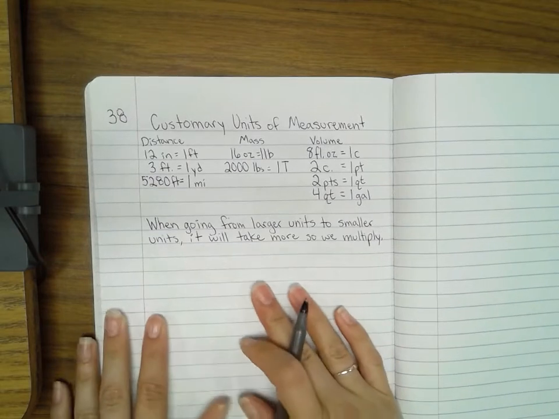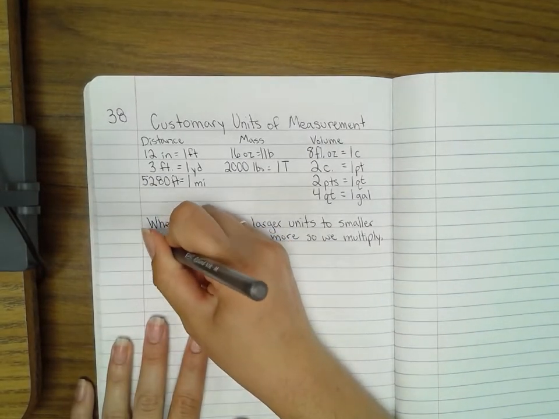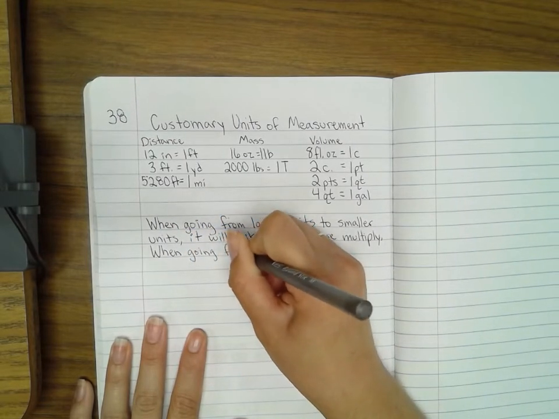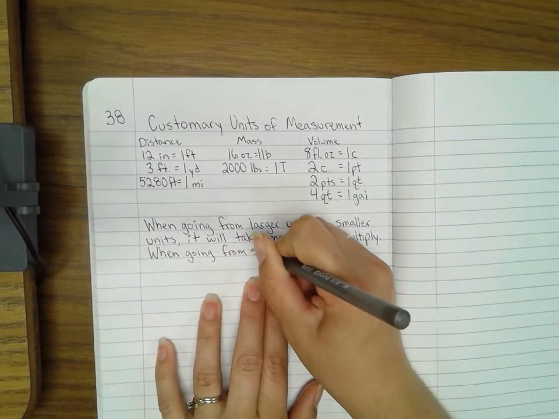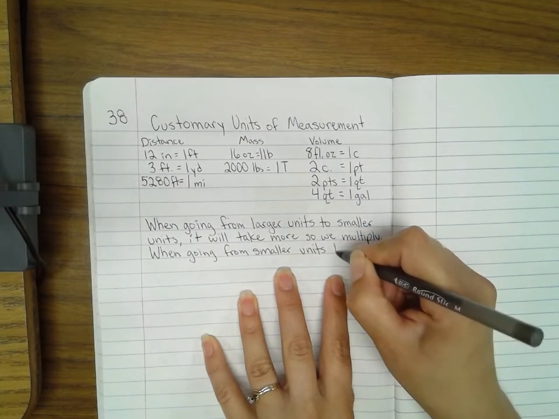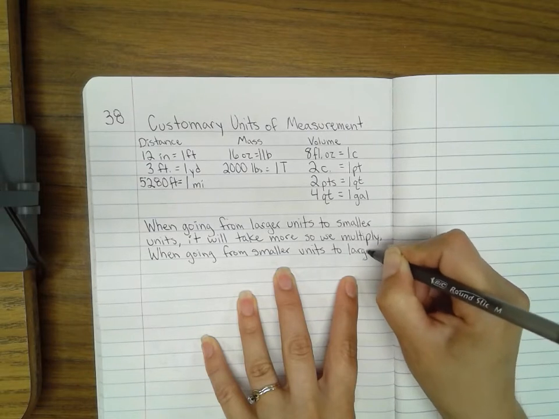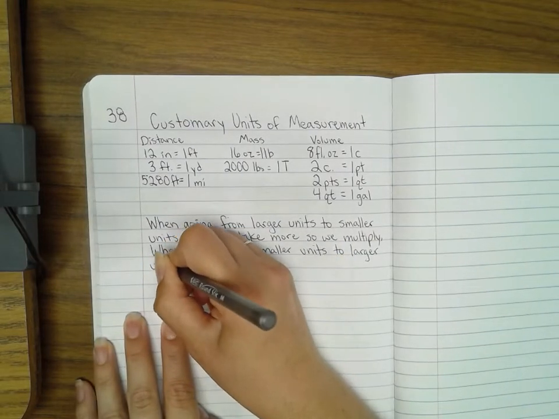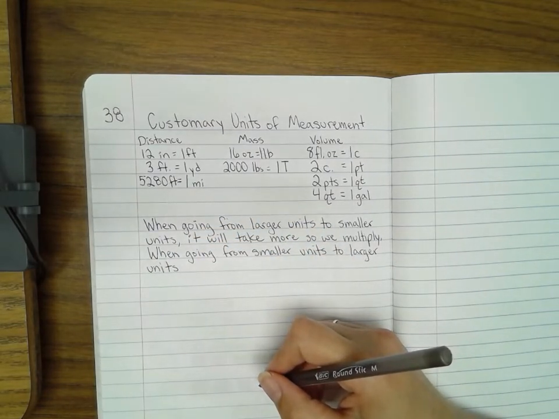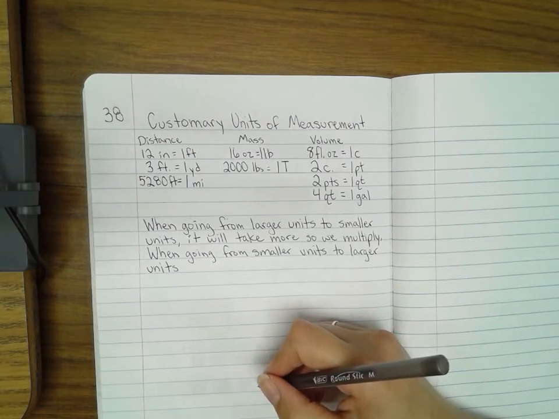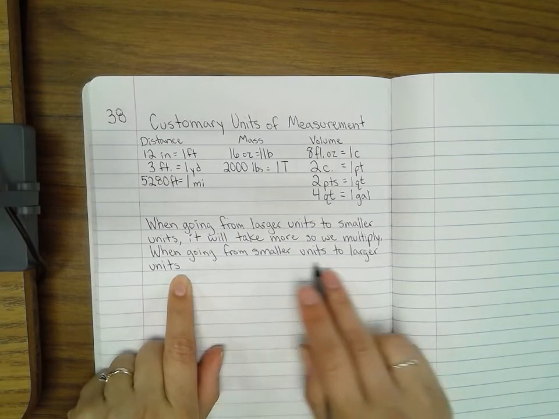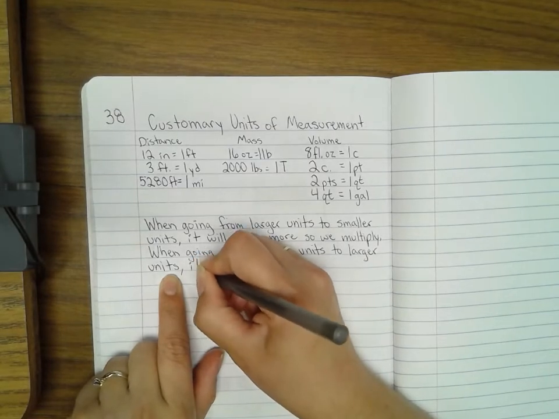Okay, opposite direction when going from smaller units to larger units. Example, going from inches to feet. If I'm measuring in inches, it's going to take way less feet to measure that same distance. So it's going to take less of those units. So when going from smaller units to larger units, it will take less.